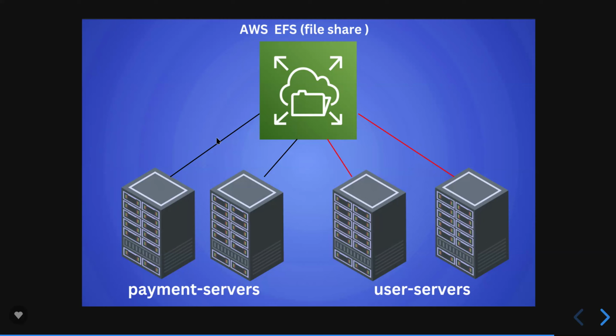In the previous session, we demonstrated multiple servers that all want to read and write in parallel. That means payment servers want to read the data and user servers want to write the data, or other servers. We created a file share and mounted it across the servers, and whatever data we wrote here, we could also see on the user servers in parallel. Now, what do we need to do?